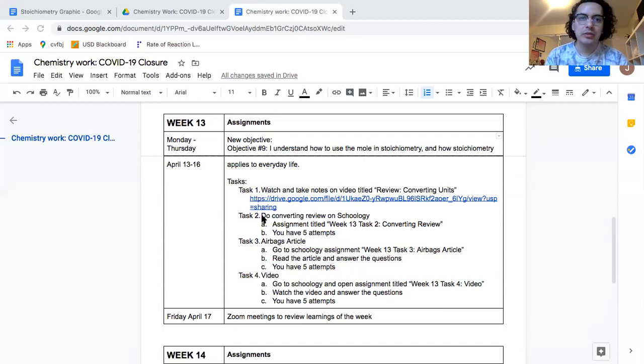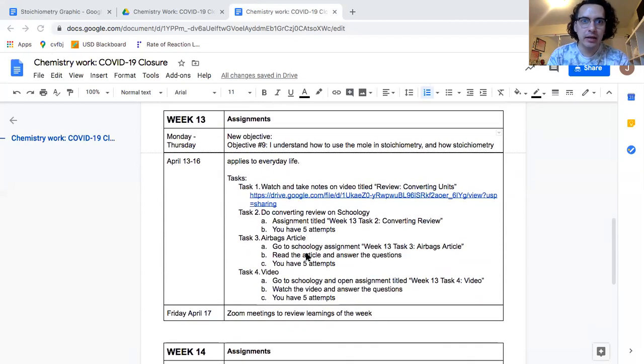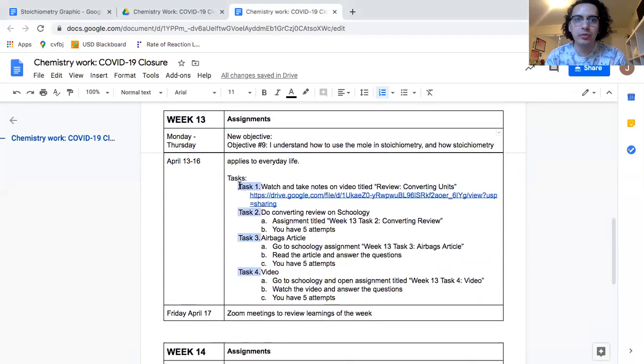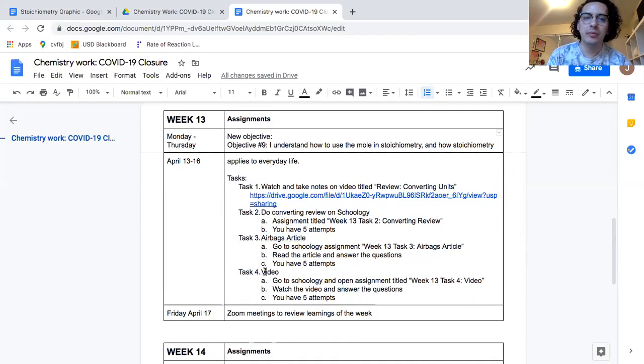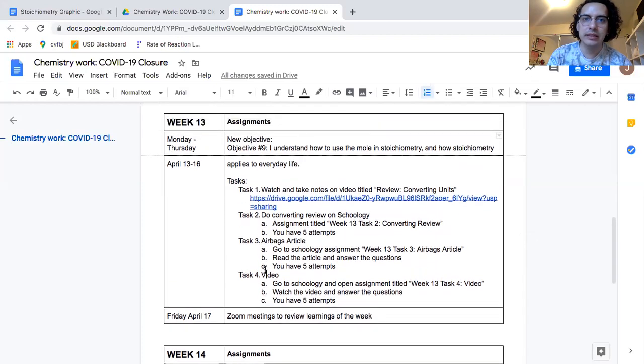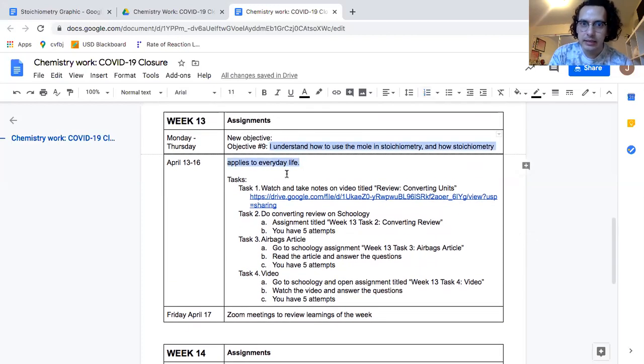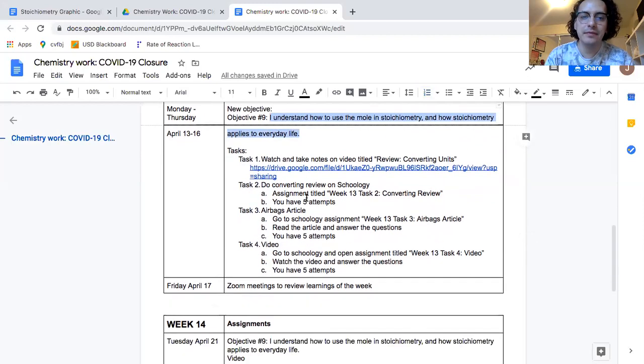So week 13, I had you all do 4 tasks. We reviewed how to do converting units with some practice problems. Then we did an airbags article and a video on the mole and what the mole is. So this is all to understand this objective: I understand how to use the mole in stoichiometry and how stoichiometry applies to everyday life.